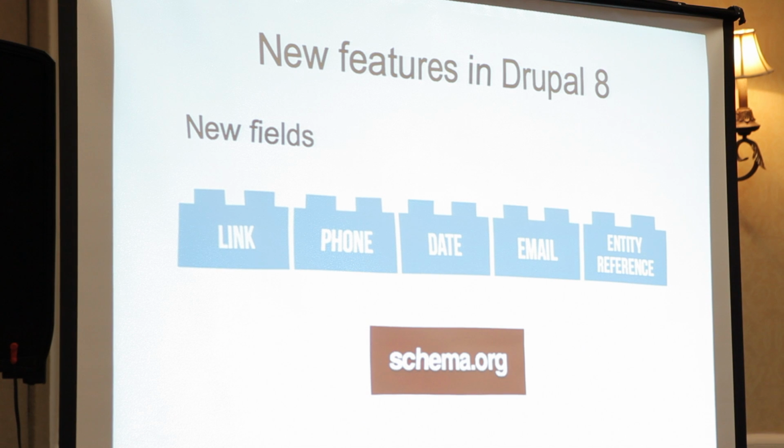So we have new features in Drupal 8 core. So we still have schema. First of all, we have better support for schema.org in Drupal 8 core. We found a few bugs in Drupal 7 when it comes to adding markup in the HTML to support these features, so we fixed those in Drupal 8. We also have new fields right in core: the link field, the phone field, date, email, entity reference. All of those are compatible with schema.org.